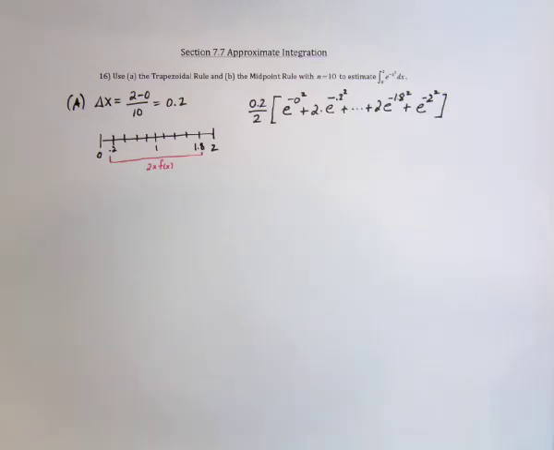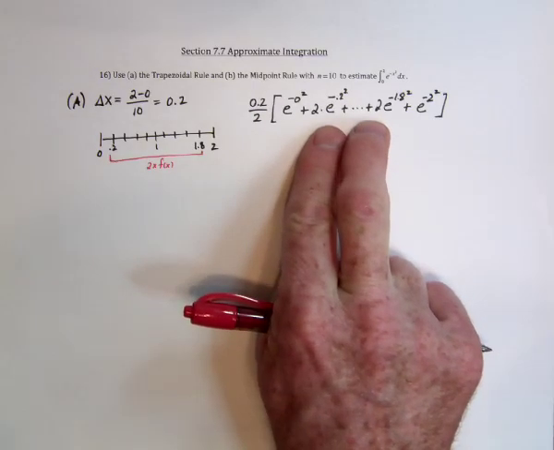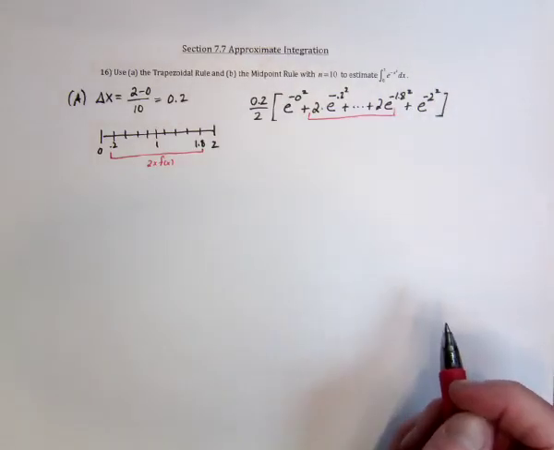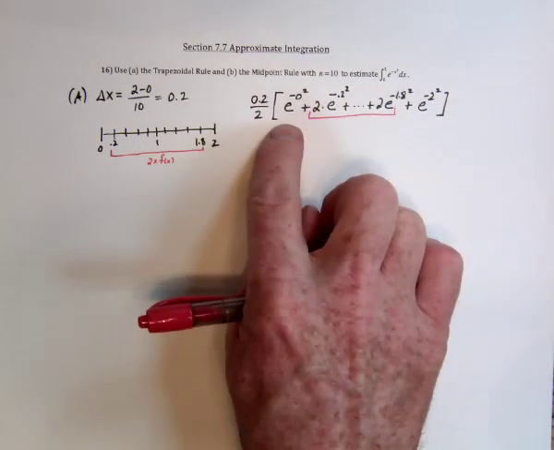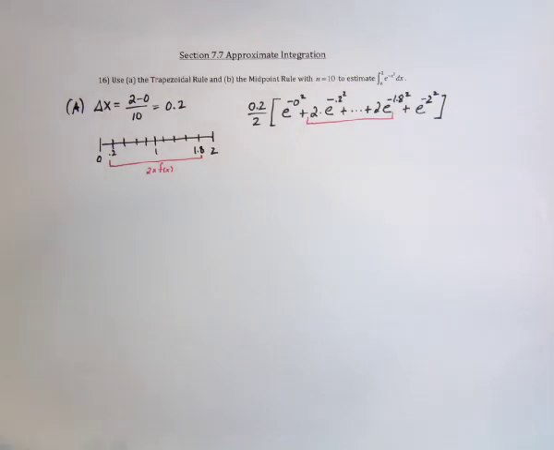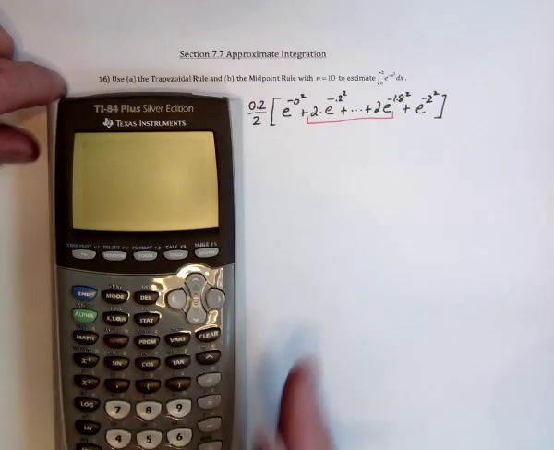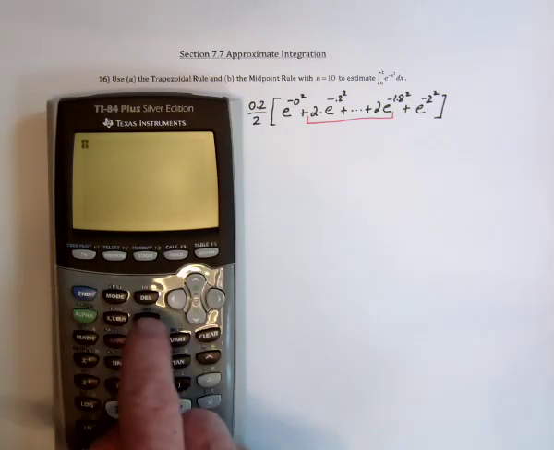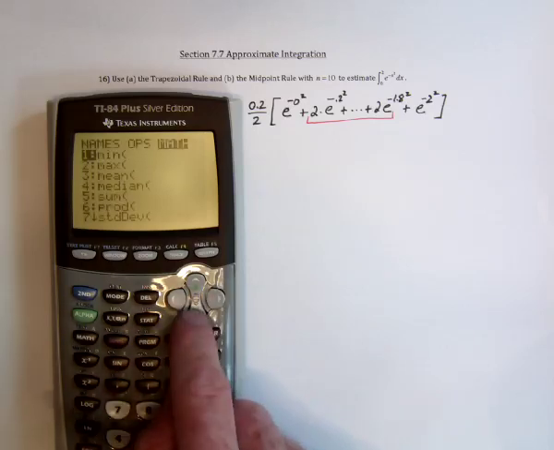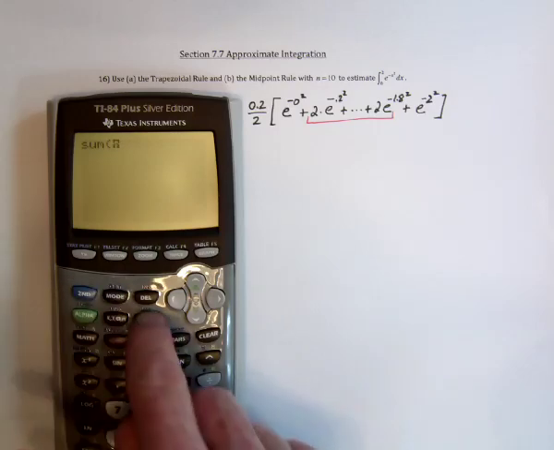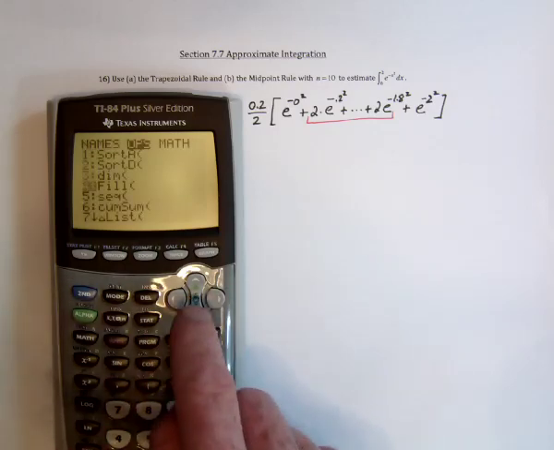Usually I like to have the calculator add these up for me. Since these all have coefficients of 2, but the first and last don't, I can have the calculator add up all of the middle ones, and then add those two in myself and finish with that 0.2 divided by 2. So this is with sum sequence. You go to second list, move over to math. Number 5 is the sum. Then go back to list. Under operations, there's sequence.